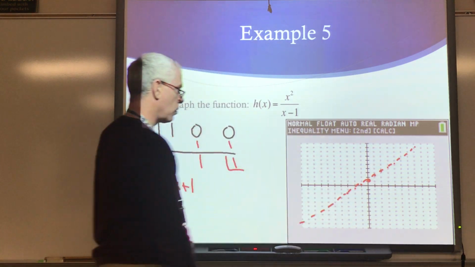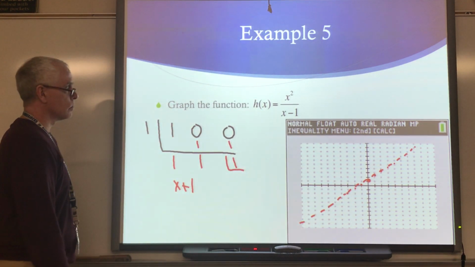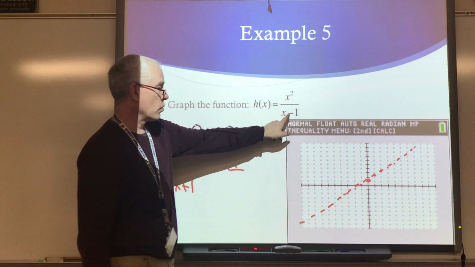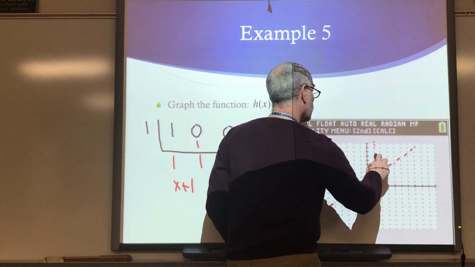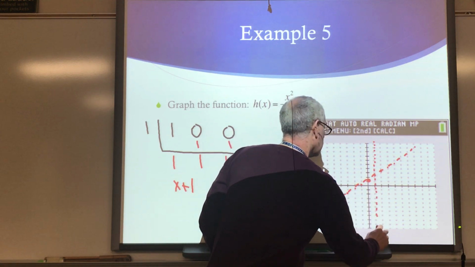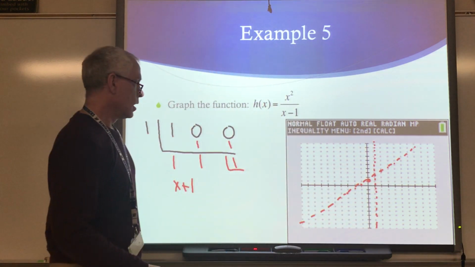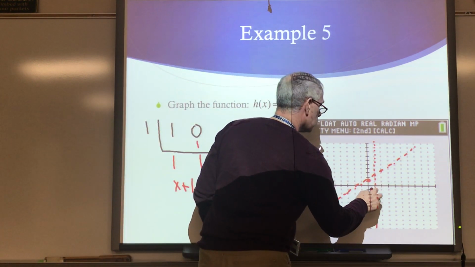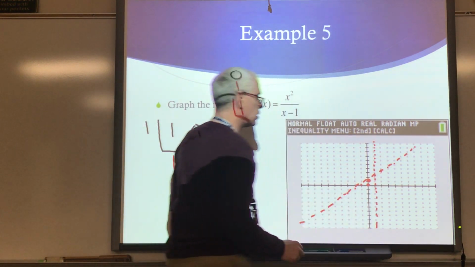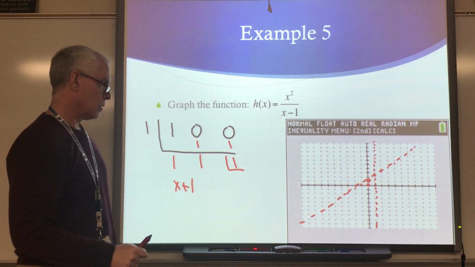So I'm going to throw that in there. There's my oblique asymptote. I have a vertical asymptote at 1 because that's going to make the bottom 0. So I'm going to throw that one in there. We're going to cross the x-axis at 0. And of course, that's our y-intercept as well.